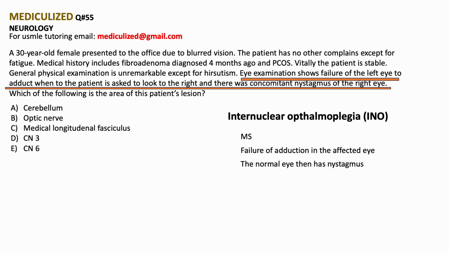Cranial 3 lesion is the wrong answer because it can cause, for example, the down and out pupil if it is damaged. And then the pupil can be dilated or not dilated, depending on if it is a pupillary sparing or pupillary non-sparing lesion. Then cranial 6 will be failure to abduct. So it's a lateral rectus palsy. Cranial 6 lesion will cause lateral rectus palsy. You will not be able to look laterally. You will not be able to abduct the affected eye. So wrong answer, E. Right answer is medial longitudinal fasciculus.